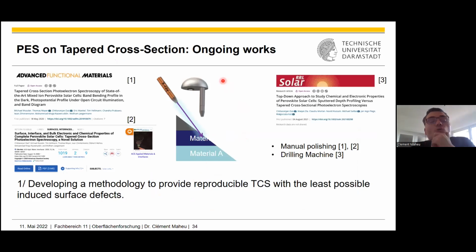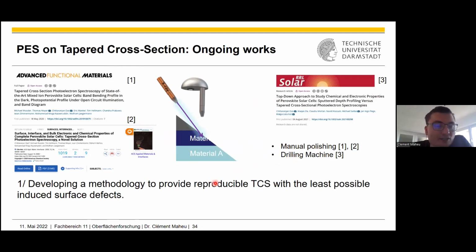So what I'm working on now is two things. The first one is, as I said, you need a methodology to create this tapered cross-section. To the best of my knowledge, there are 3 papers out there on the so-called tapered cross-section PES. 2 of them were about a sample tapered cross-section produced by manual polishing. And in the third one, they used a drilling machine.